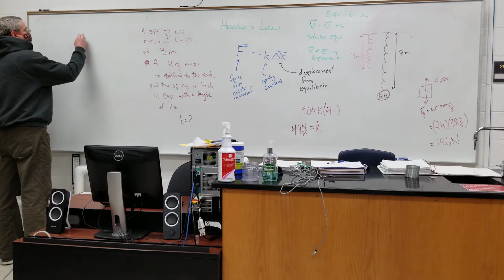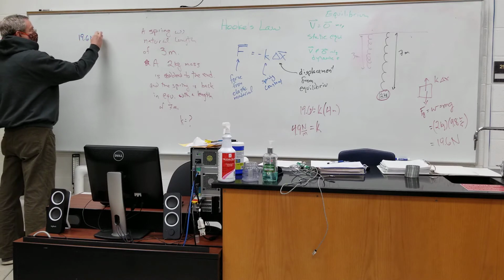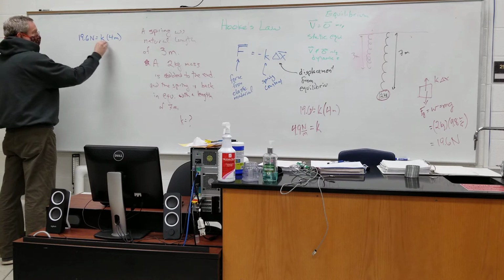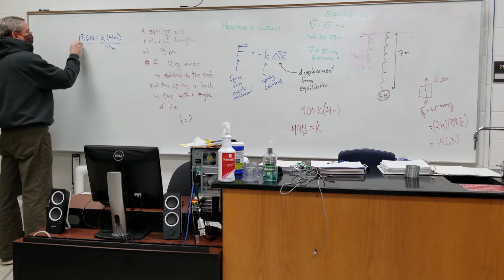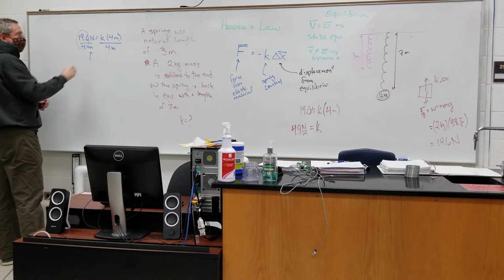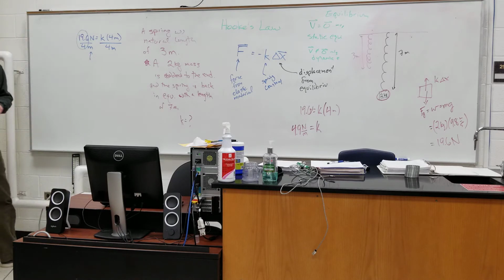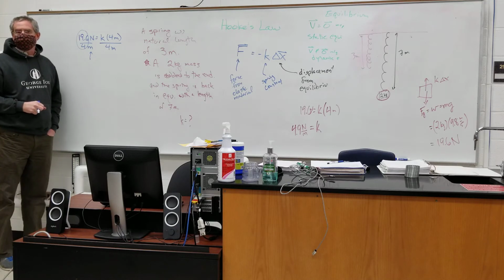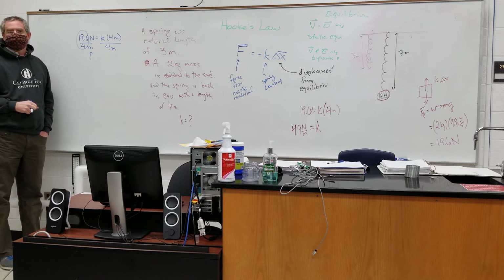So we had 19.6 newtons is equal to K times 4 meters. We're solving for K, so you divide both sides by 4 meters. That's the math problem right there, and those are the units right there. I will say that in terms of units, only one fraction bar per unit. And also the unit does need to be separate from this.